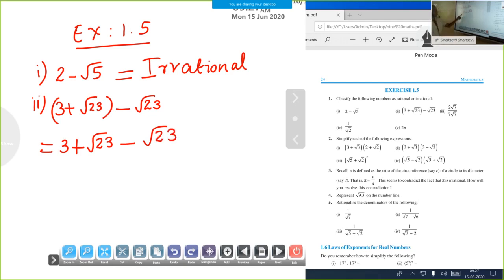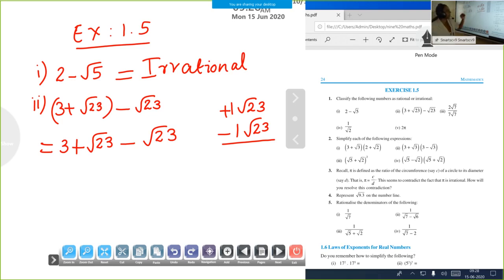What is the answer? Plus root 23 minus root 23. Both are the same radical numbers. Plus root 23 means 1 root 23, and minus root 23 means minus 1 root 23. Root 23 we can simply write as plus 1 root 23. Without that one also, the answer is correct.